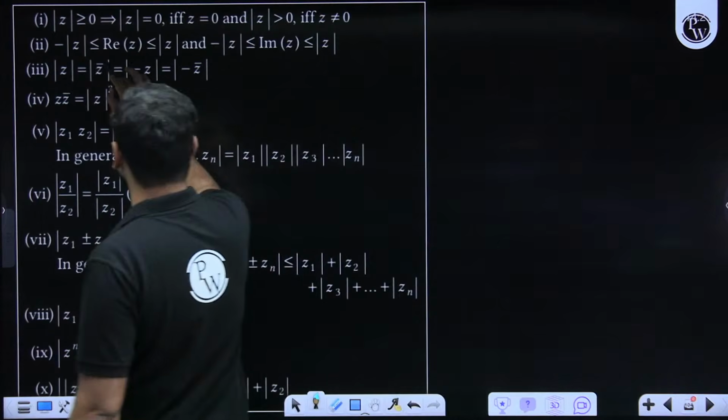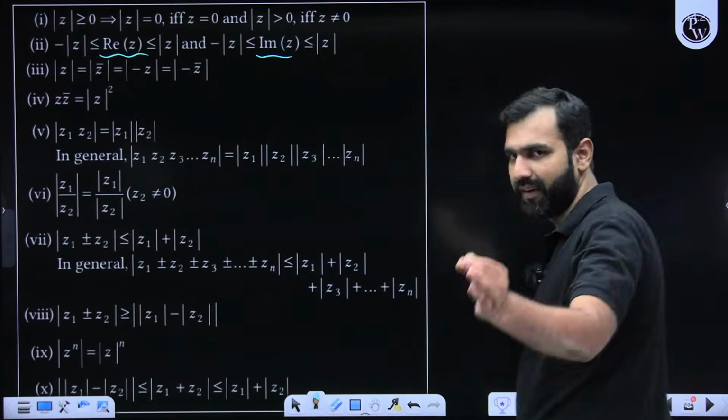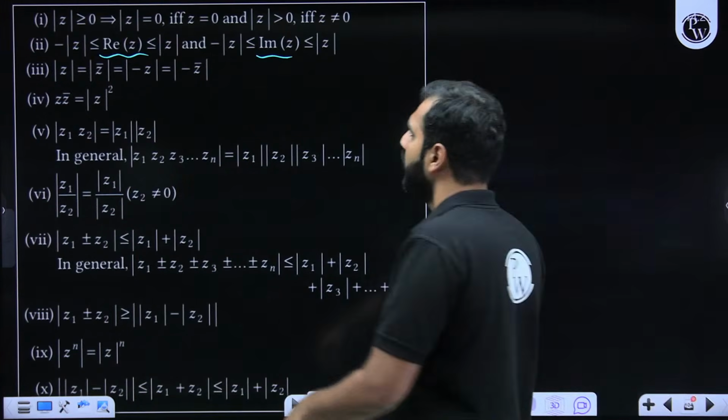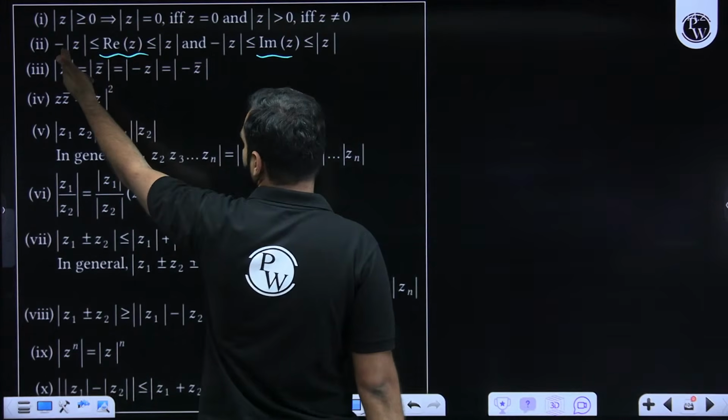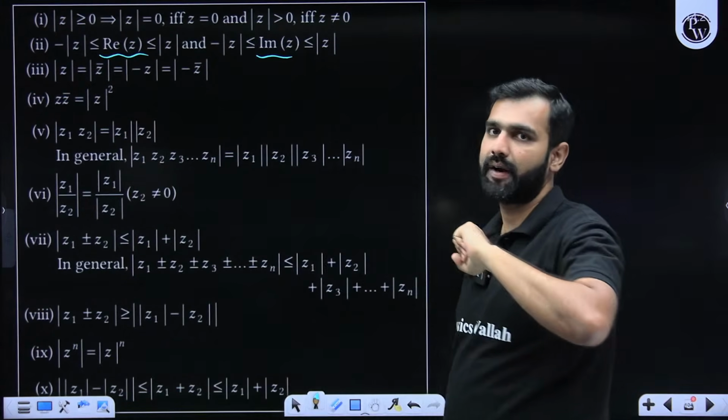If I am told or asked about the imaginary part and the real part of a complex number, then you can, without any hesitation, say that real part of a complex number always lies between negative of mod z to mod z, and the same can be said about the imaginary part as well.